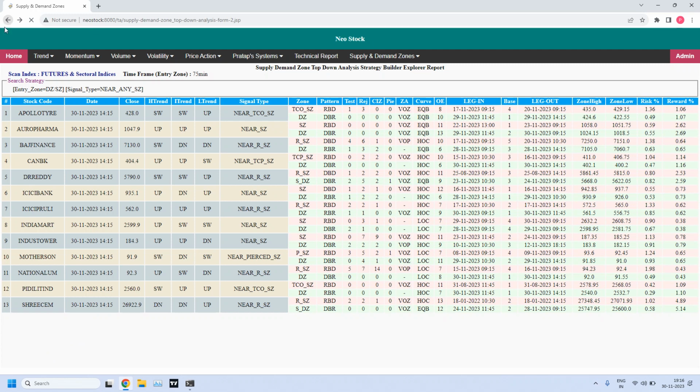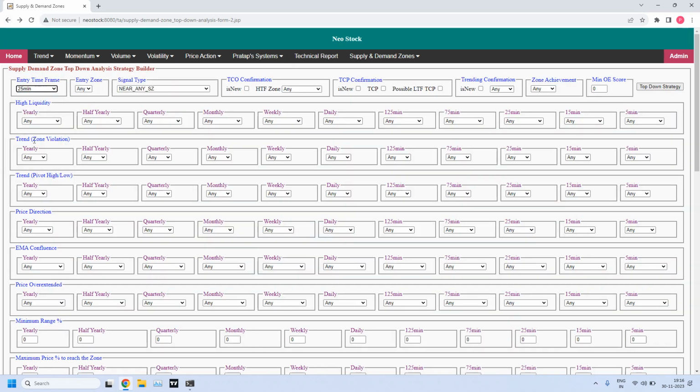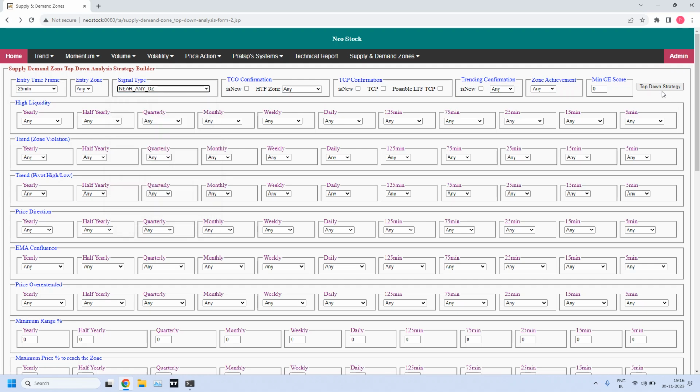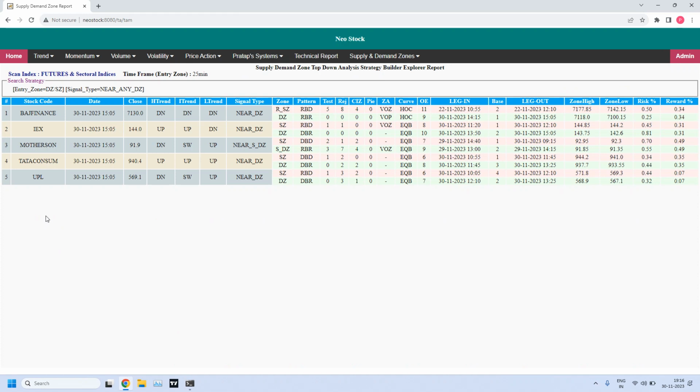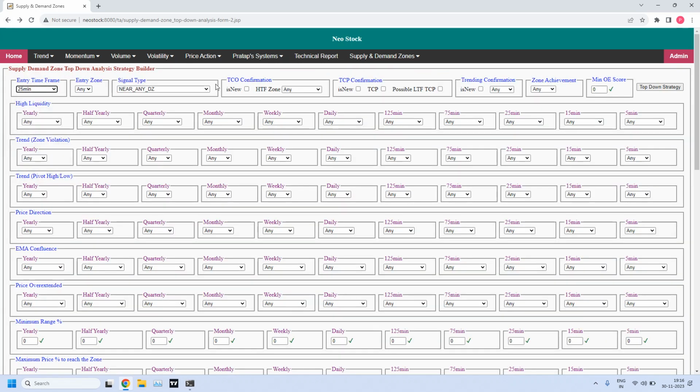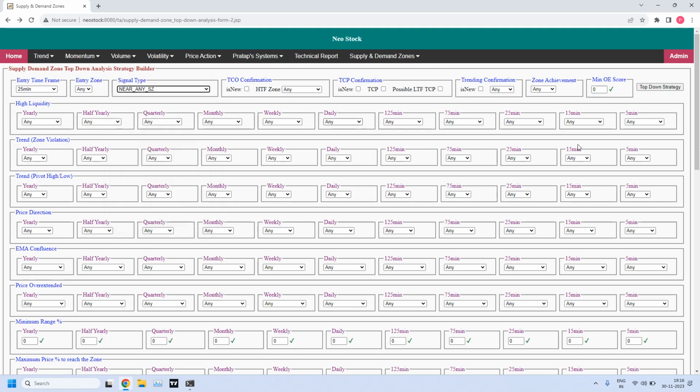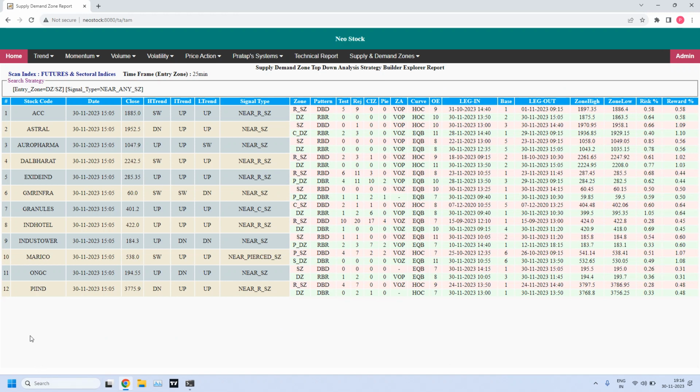Now let's go back and generate for the 25 minutes time frame. Let us find, entry time frame 25 minutes, the stocks near to the 25 minutes demand zone. So total 5 stocks are filtered. So let's go back. Entry time frame is 25 minutes. Let us find the stocks which are near to the 25-minute supply zone. So total 12 stocks are filtered near to the 25-minute supply zone.